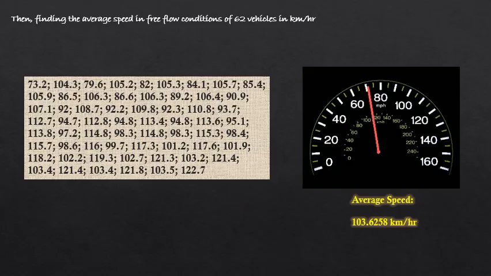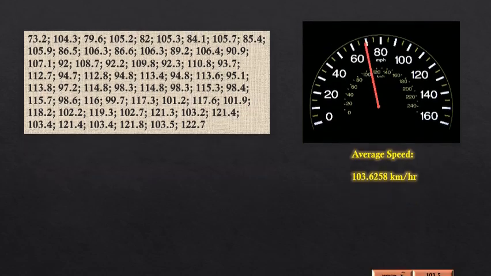For Phase 2, a speed sample of 62 cars was measured in free-flowing conditions, meaning that the speed of the vehicle is not affected by traffic or density conditions. The average speed was 103.6 kilometers per hour. These speed samples collected are used for the spot speed study.